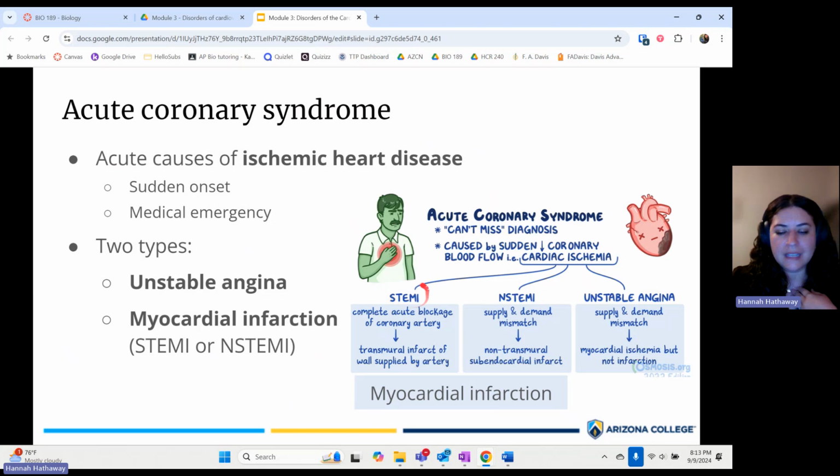So a STEMI type of myocardial infarction would be that blood vessel, that coronary artery, is completely blocked. It's been completely filled up with that plaque, and so no blood is getting through. That's what is causing the ischemia, and that's what's causing the infarct. And NSTEMI, instead of a complete blockage, is you're having some sort of mismatch between how much oxygen the heart needs versus how much it's able to get.